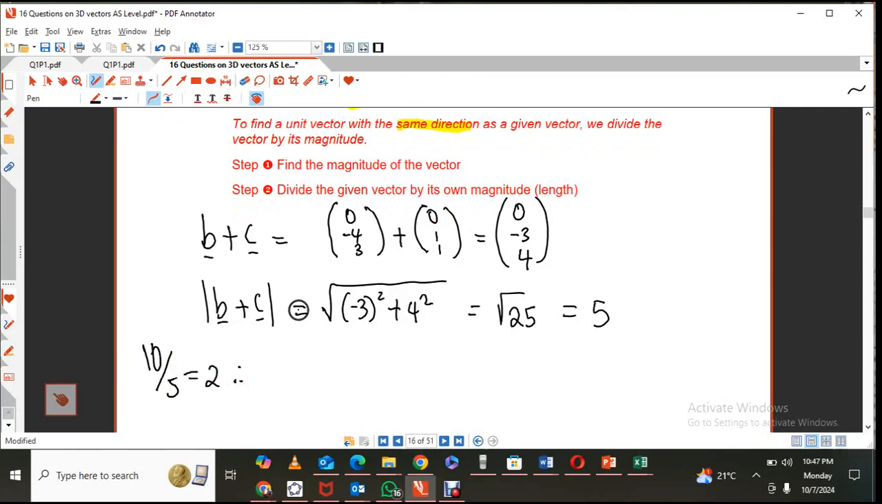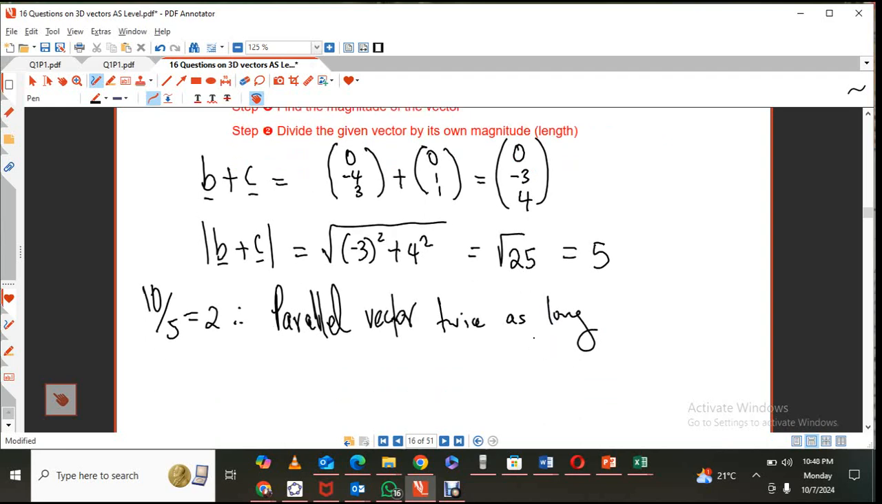So what that means is, we're looking for a parallel vector that is twice as long. So in a nutshell, it's basically 2, that scalar, times 0, negative 3, 4. So our answer would therefore be 0 over here, negative 6 over there, and 8. That is if you multiply each component by that scalar quantity.